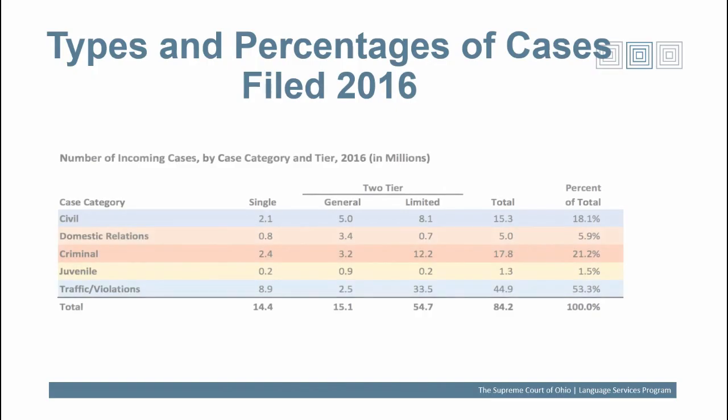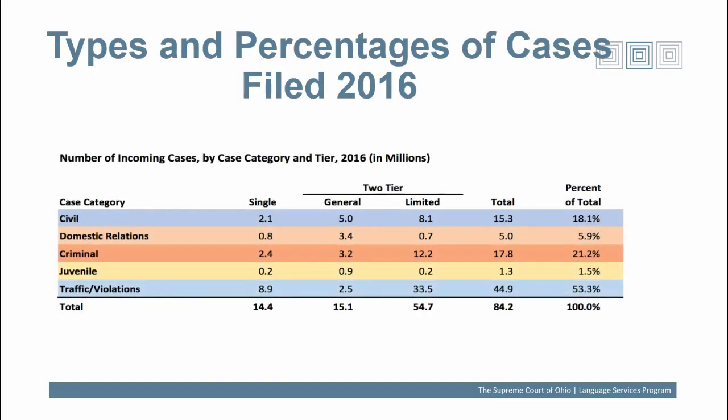As this slide indicates, the 50 states, the District of Columbia, Puerto Rico, and Guam reported a total of 84.2 million incoming cases for 2016, or about 2.1 million fewer cases than were reported for 2015, which is not shown. Just over half of all 2016 cases, 53%, were reported in the traffic violations category.